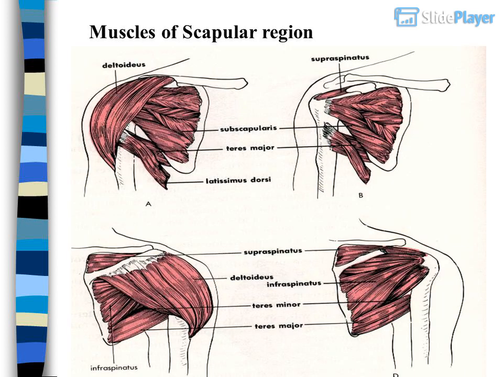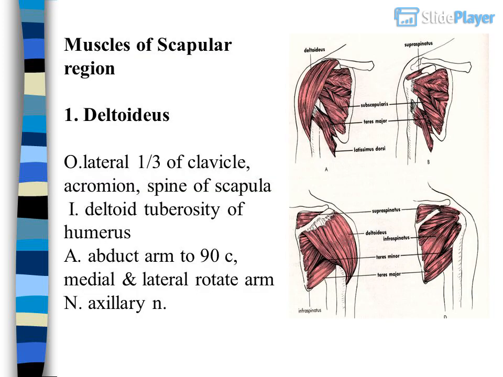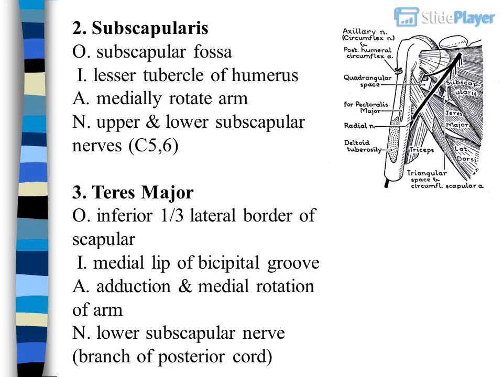Muscles of the scapular region. 1. Deltoideus. Origin: lateral 1/3 of clavicle, acromion, spine of scapula. Insertion: deltoid tuberosity of humerus. Action: abduct arm to 90°, medially and laterally rotate arm. Nerve: axillary nerve. 2. Subscapularis. Origin: subscapular fossa. Insertion: lesser tubercle of humerus.